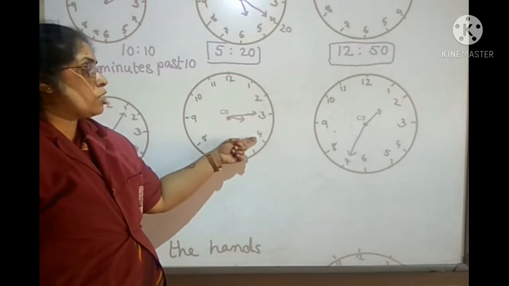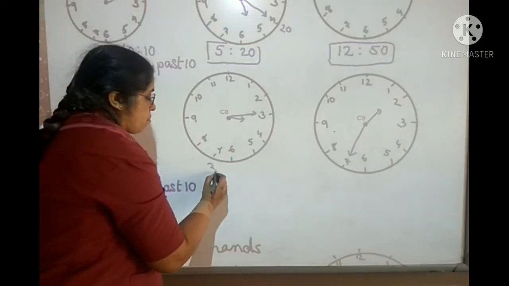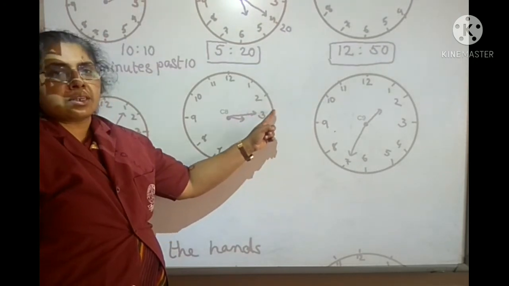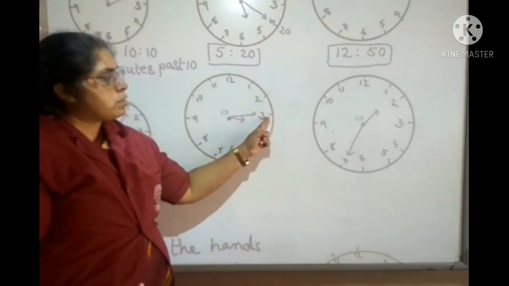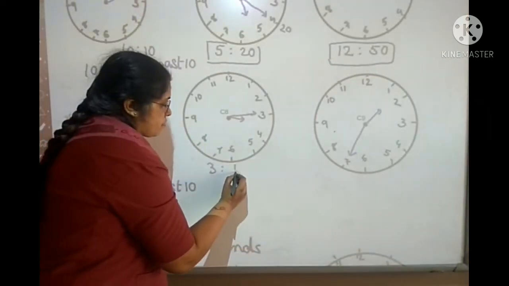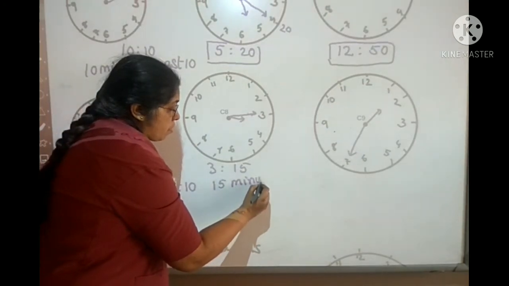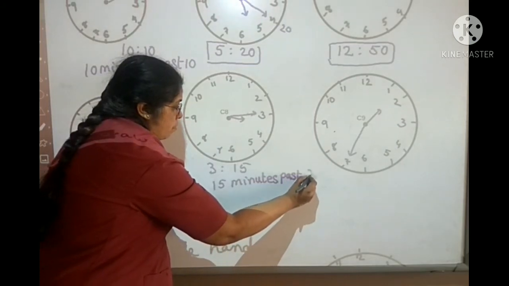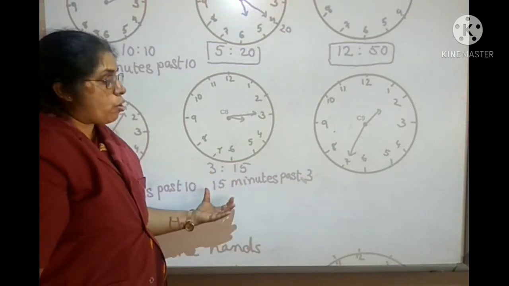This one, the hour hand is between 3 and 4. So we will take 3, and the minute hand is on 3. We should count the minute hand. The minute hand shows the time, which one? 3:15. 15 minutes past 3. Otherwise, you can write quarter past 3 also. That is also correct. Quarter past 3.